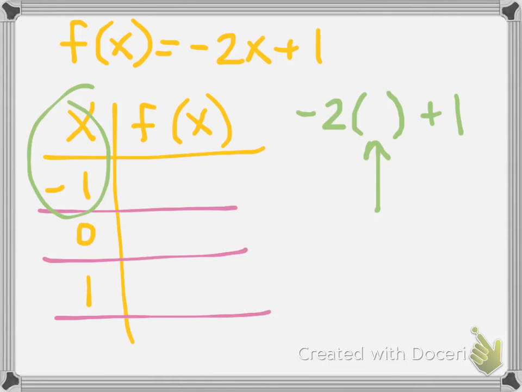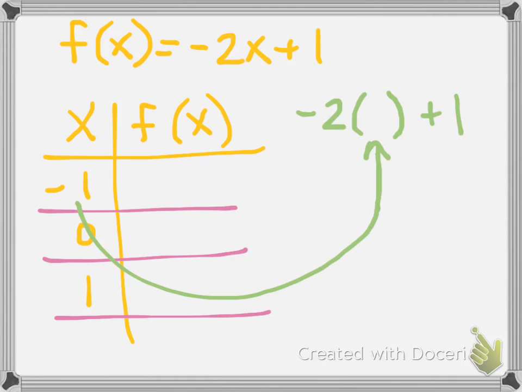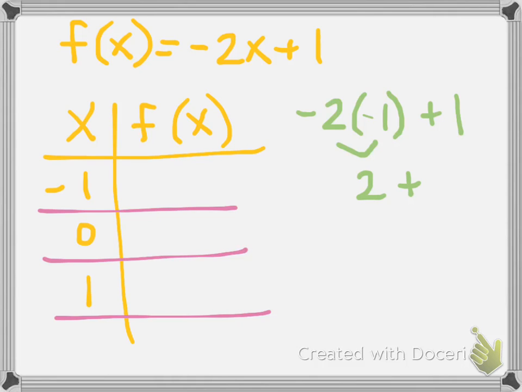Over here I have my x column with my x values, so I'm going to take turns substituting these in. The first one I'm going to plug in there is -1. And now I just need to solve out this expression. -2 times -1 is 2, plus 1, 2 plus 1 is 3. So when x was -1, the function of x is 3.